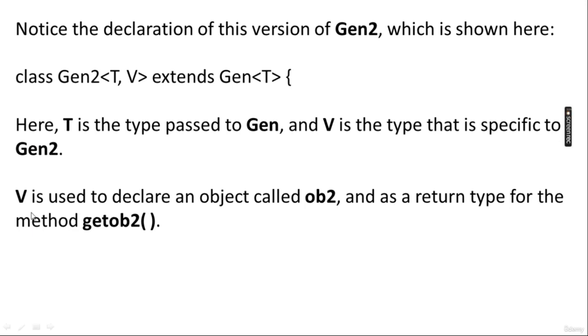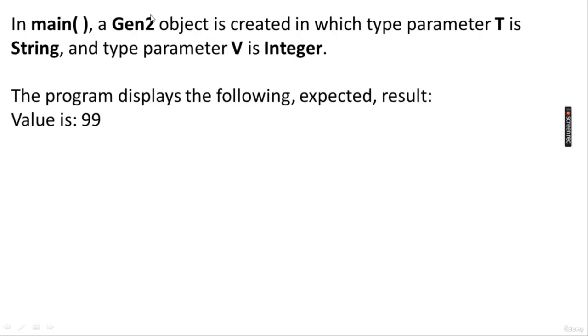And what is the use of V? V is used to declare an object called ob2 and as a return type for the method getObject2. So T is of no use specifically for Generic2, it is for Generic. V is for storing the integer value and getting the integer value. A Generic2 object is created in which type parameter T is String, type parameter V is Integer, and the output is "value is 99".